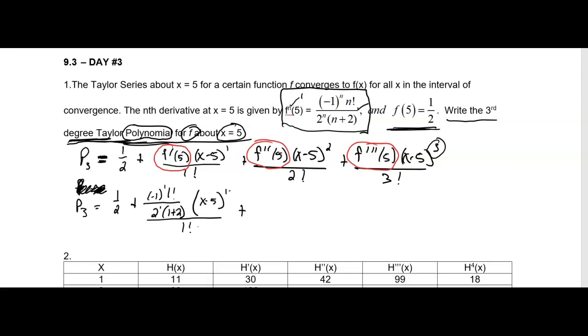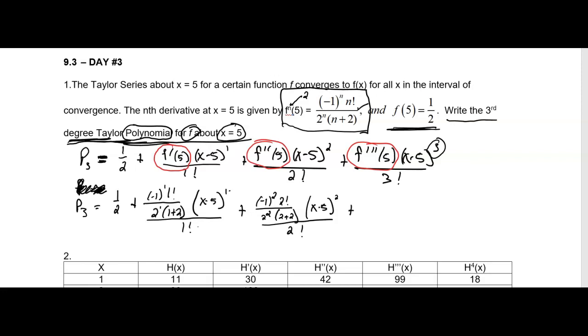For the second derivative, since we're doing our second derivative, we would now have n equal to 2. Same process, wherever we have an n on the right-hand side now, you're going to plug in a 2. So that would give us a negative 1 to the power of 2, a 2 factorial, a 2 raised to the 2 power, 2 plus 2. That's our derivative value. We'd still have x minus 5 to the power of 2 all over a 2 factorial.